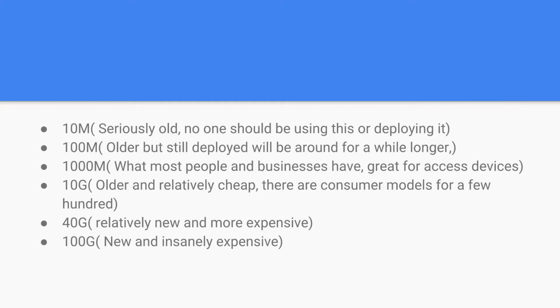100 gigabit is definitely more of an ISP level thing. So your big players like Verizon, Level 3, those guys will deploy 100 gigabit, and that's just because of the amount of traffic that they pass. Again, not something that you would typically see in a small business or even a medium-sized business, and certainly other than the extremely large enterprises, you won't see this in there.